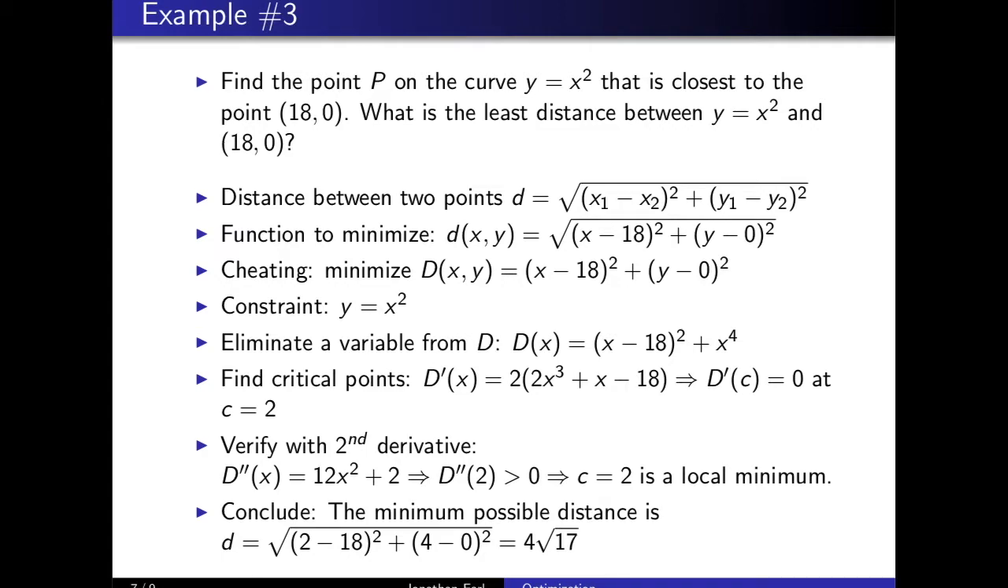Okay, so then what we're going to do is take x equals 2 and put it back into the original equation. And when we put in 2 and also y equals 4, we'll get that the distance between the point (2, 4) and (18, 0) is 4 times the square root of 17. So just a little bit more than 16.